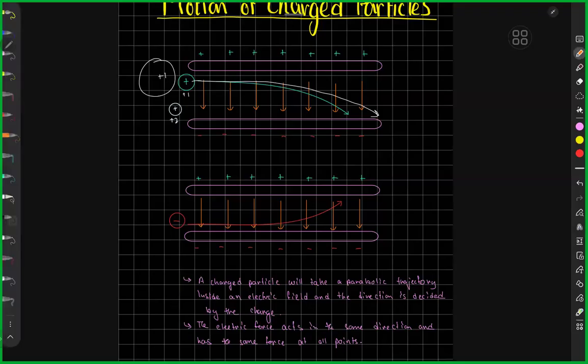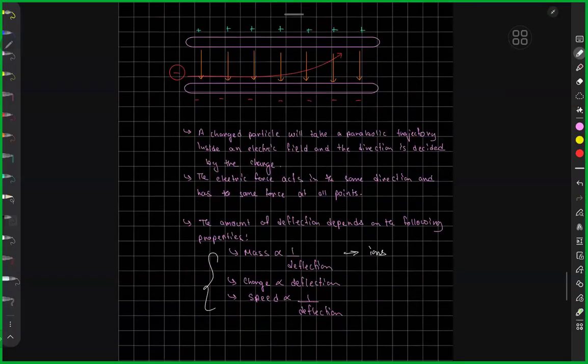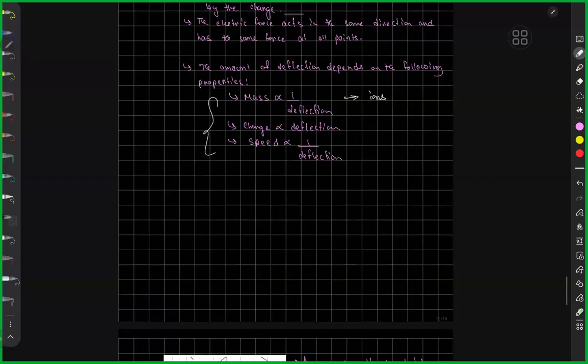Right? What's the path taken? What do you think? Very simple. It will simply be way more deflected. Why way more deflected? Because the attraction by the negative plate is more and the repulsion by the positive plate is more. That's the idea. So more charge, more deflection.